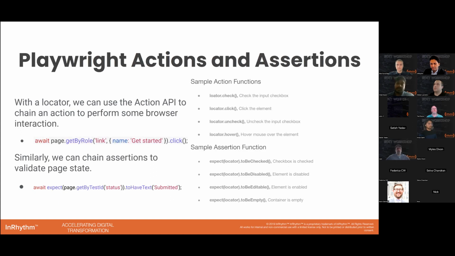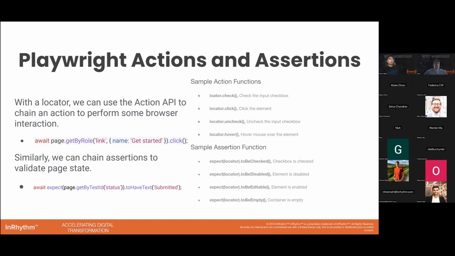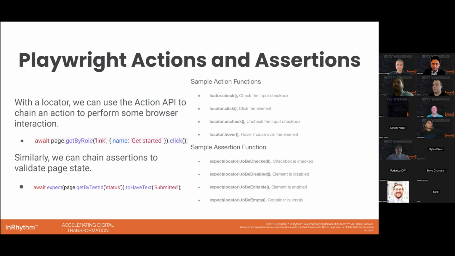Once you have the locator, it's really easy to operate on the item in the browser just by daisy chaining an action of some sort. So once you get an object on the page, you can click it, you can check it, you can uncheck it, you can hover over it, you can do all sorts of things. And in the same way, you can assert on the page state by daisy chaining an assertion to the locator.